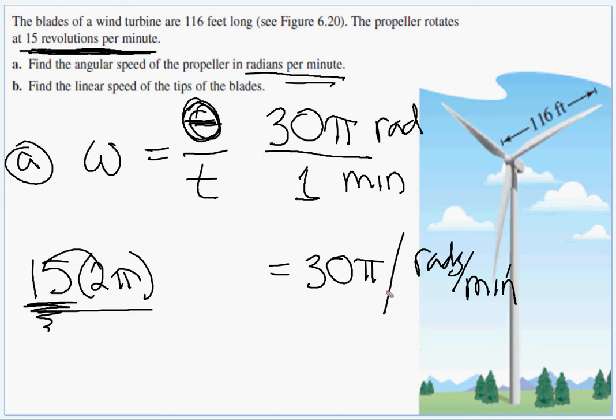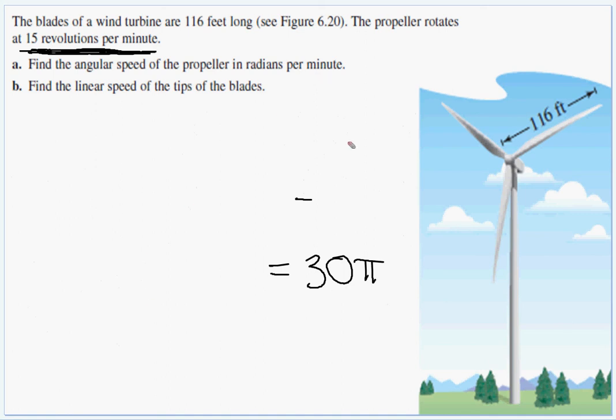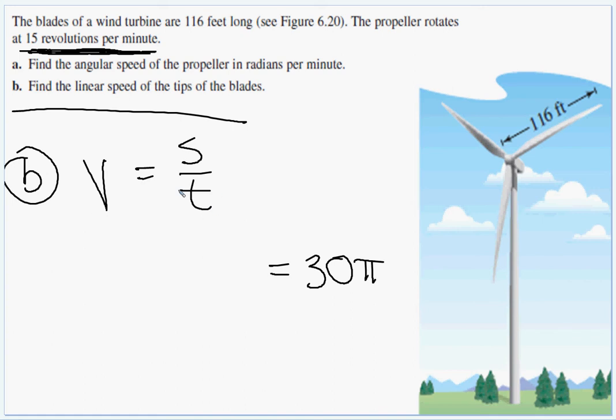Okay, and we're going to use that, 30 pi rads per min, in our next part, part B, for the linear speed. So linear speed, part B, that is the V equals S over T. And remember, we also called that R times theta over T. And here we go. We're going to use that R times theta over T.